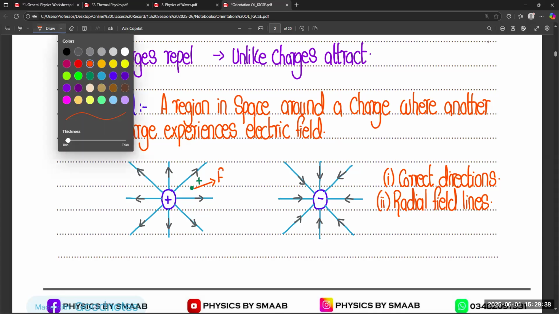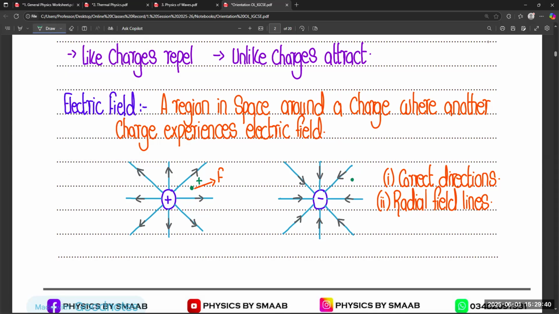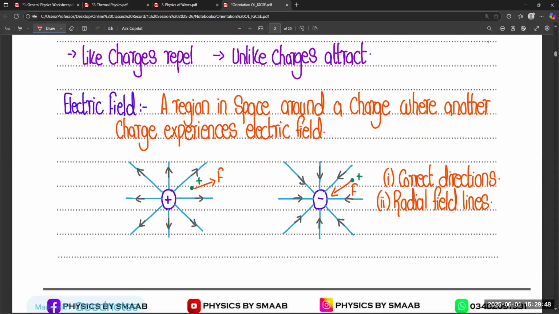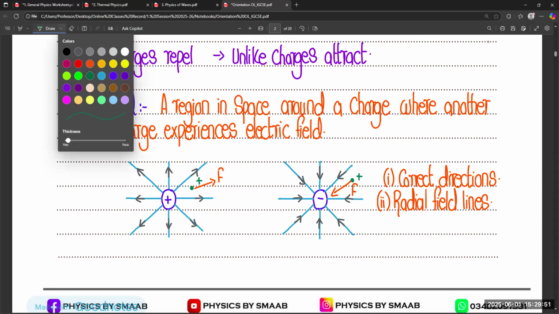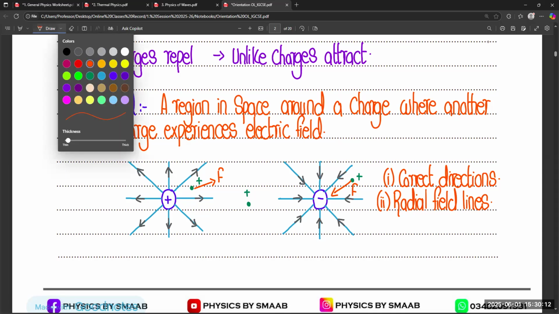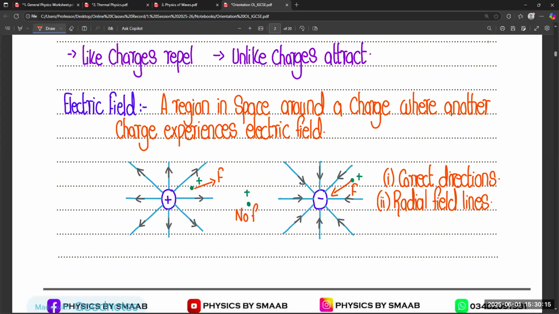And for example, if you place this positive charge in the negative field, then it will attract. Yes, force of attraction. But if you place this positive charge outside the field of the positive and the negative charge, outside the field lines, there will be no force of attraction, no force of repulsion. Because it is out of the field, so no force.